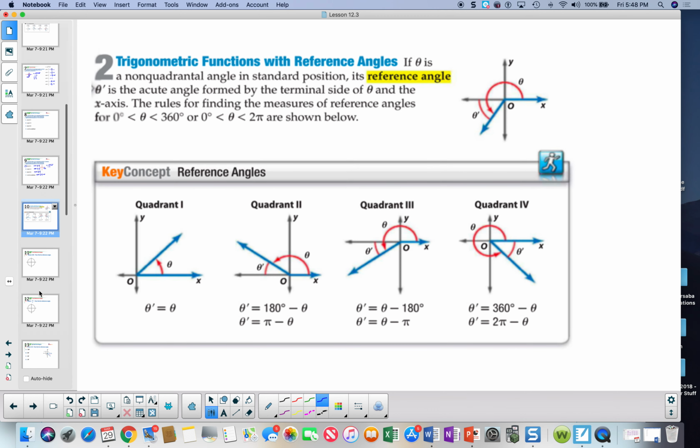All right, let's talk about reference angles. When we have these big angles here, in order to figure out the trig function, it's easier to use the reference angle. And the reference angle is this angle. It's made with the x-axis and the terminal side. This is already a reference angle. This will be the reference angle because it's made with the x-axis and the terminal side. And you can find all these angles by either subtracting from 180 or subtracting from 360.